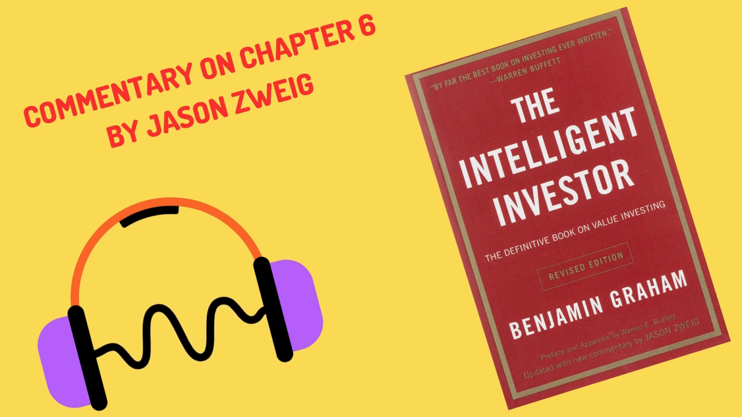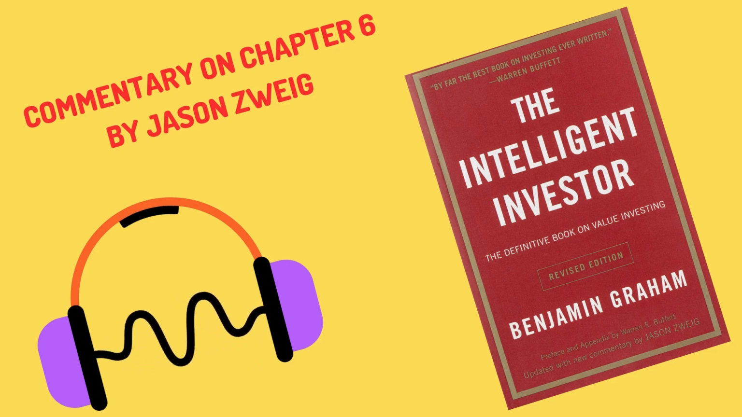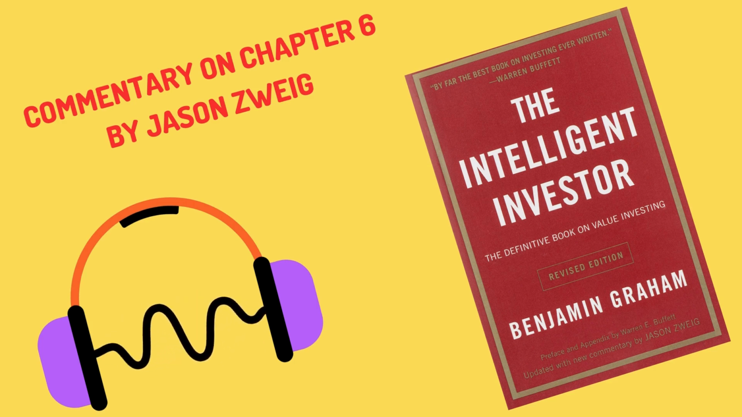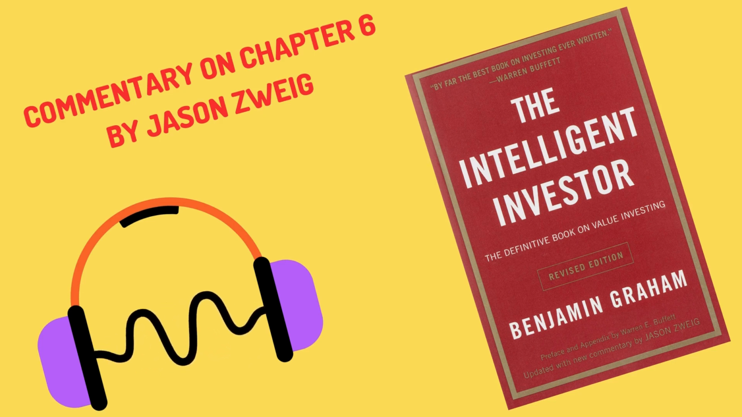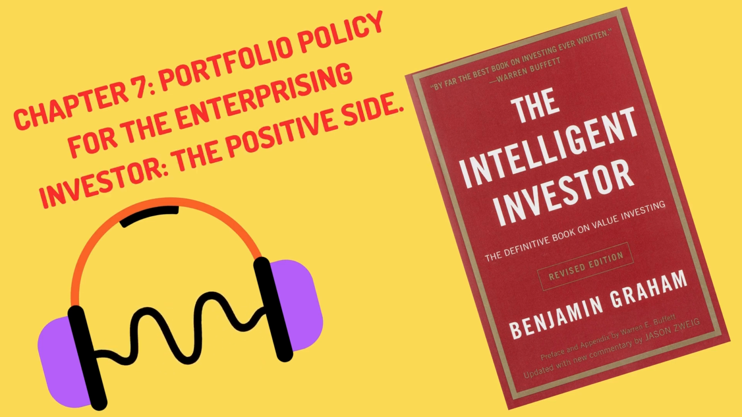In conclusion, Zweig's commentary on Chapter 6 of The Intelligent Investor emphasizes the importance of conducting thorough research before investing in individual stocks. He notes the risks associated with this approach and recommends that enterprising investors focus on diversification to minimize these risks. Zweig also highlights the role of alternative investments such as ETFs and mutual funds in an enterprising investor's portfolio. Chapter 7: Portfolio Policy for the Enterprising Investor, the Positive Side.